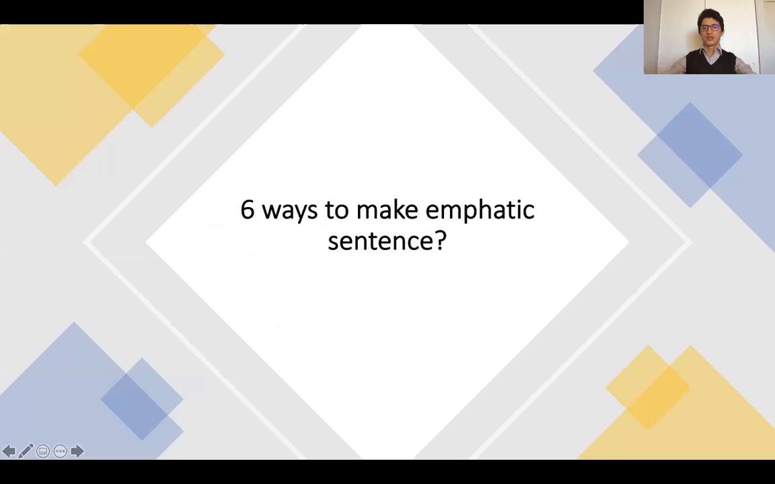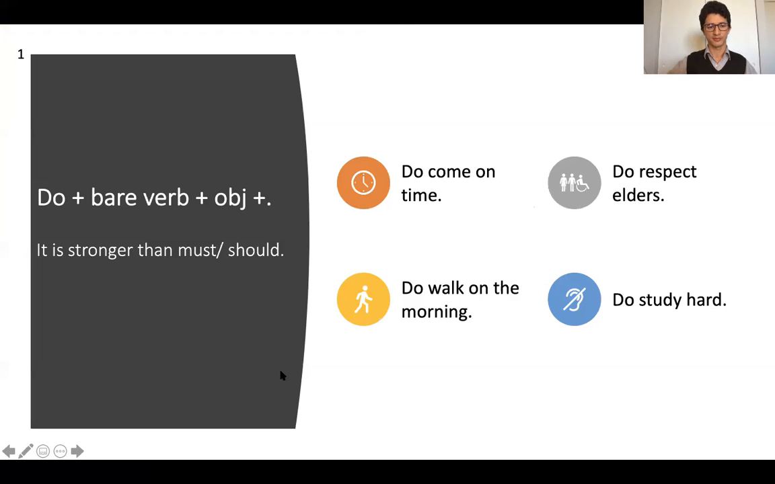Okay, now we are going to study 6 ways to make emphatic sentences. What are those 6 ways? Here, number 1. We use this structure to make an emphatic sentence: do plus verb plus object.